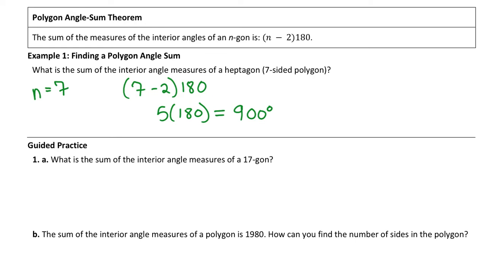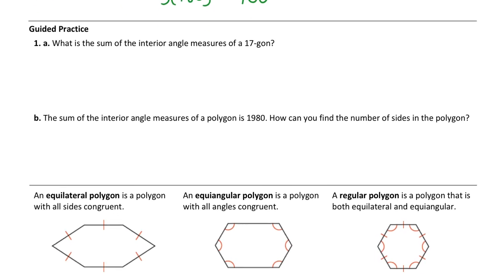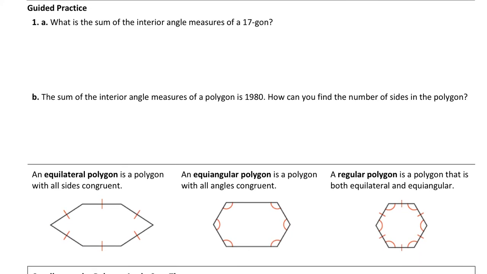So all we do is we take the number of sides, which is really the number of angles, minus 2, and multiply that by 180. So quickly work through the guided practice. Pause the video first, work through the guided practice, and then when you're ready, move ahead, and we'll talk about something else with interior angles of a polygon.